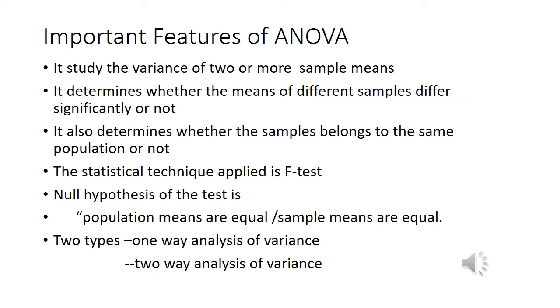ANOVA is used to study the variance of 2 or more sample means. It determines whether the means of different samples differ significantly or not. It is also used to understand whether the samples belong to the same population or not. The statistical technique applied is F-test. And the null hypothesis of the test will be population means are equal or sample means are equal. There are two types of analysis of variance, that is one-way analysis and two-way analysis.